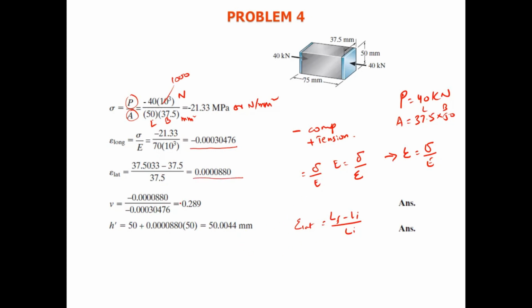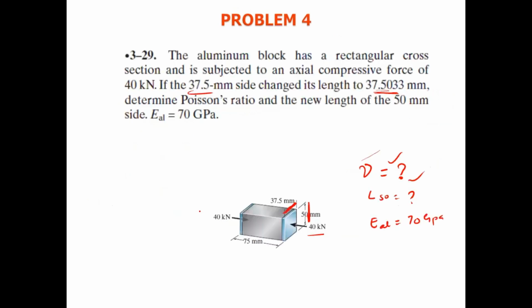Now Poisson's ratio is lateral strain over longitudinal strain, which is V. So we can determine the Poisson's ratio by this formula. This is our first target: determine Poisson's ratio and new length of the 50 millimeter side. So the first task has been done. We have to go for the second task now.